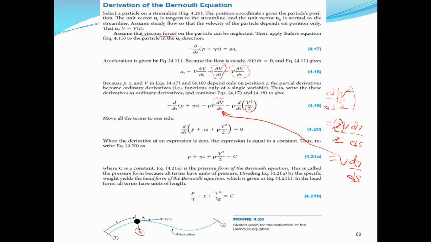When we do that, you can see d by ds, so we can take it out, and when we factorize it, we have this. And this is equal to 0. Now, when the derivative of an expression is 0, it means that the expression is equal to a constant.